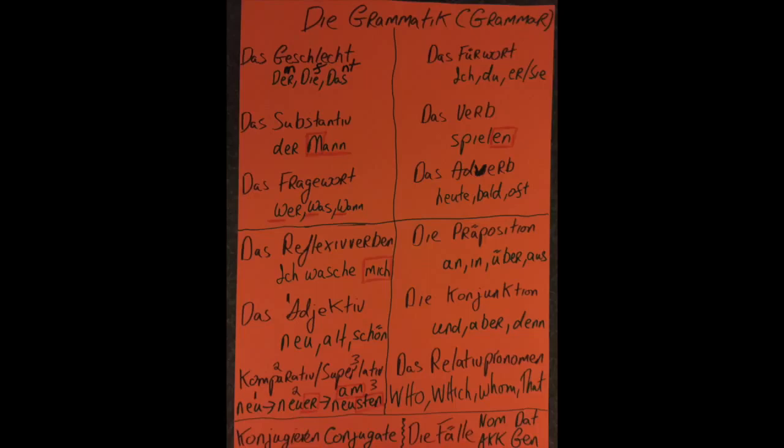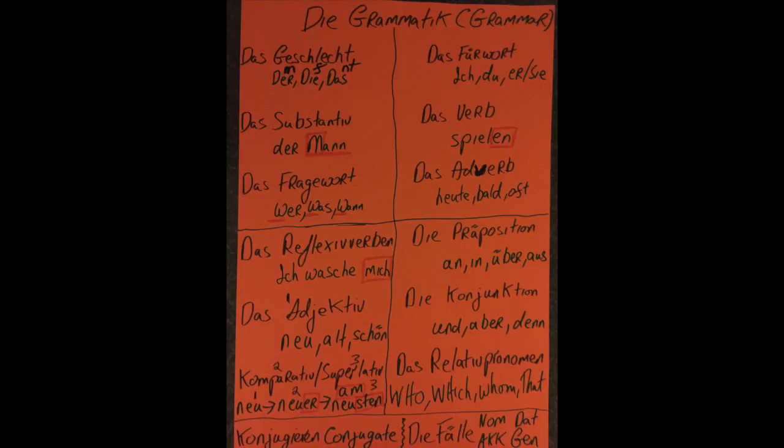Underneath that is das Fragewort. So it's the interrogative. Interrogatives basically are question words. So wer, was, wann. Who, what, when. Wo, wo could be where. Okay, so let's go over to the next section of the top part of the poster.